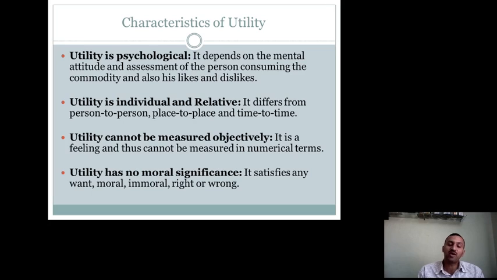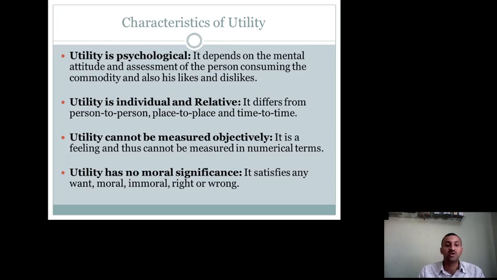During winter, I may get more utility from a jacket or sweater. But the same jacket or sweater may not give me utility during the summer season. In winter I may get more utility out of that, but in summer I may not. So here the utility is individual and it is relative. It differs from person to person, place to place and time to time.